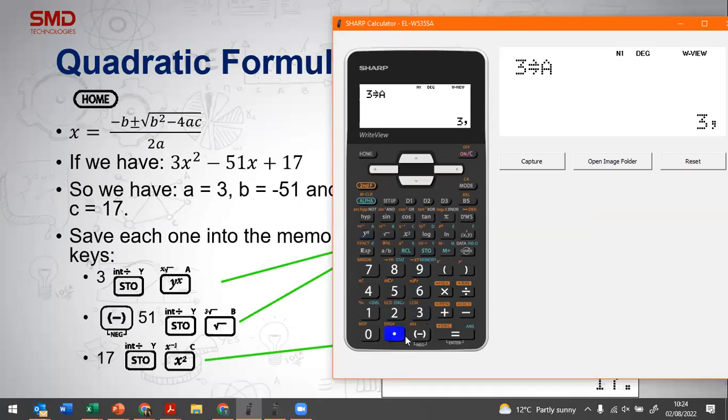Now, for -51, we must remember to use the negative button and then type in 51. If you press minus, what will happen is it will try and subtract from the previous calculation. So that's why it's important to use the negative button. Store into B, and then we have C is 17. So we're going to say 17, store into C.